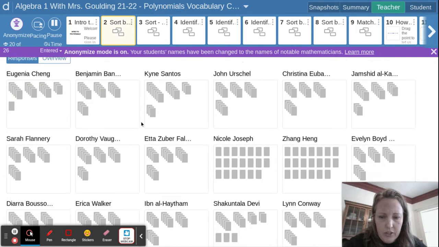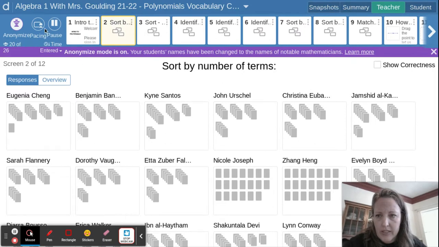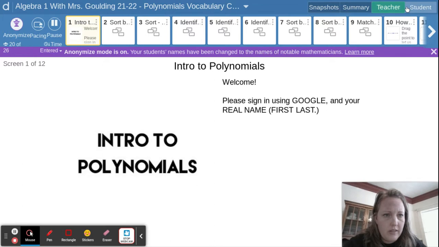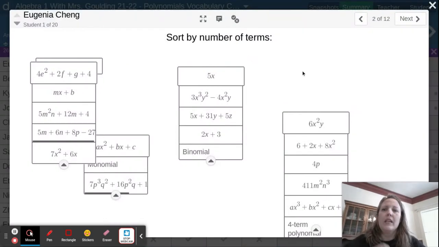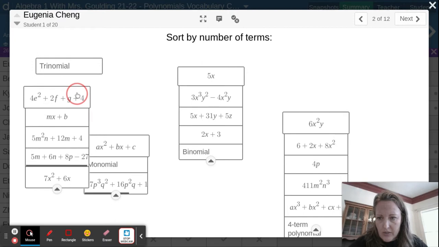Okay, sorry, let me go back to my summary page, and let's choose somebody who's struggling a little bit here. So let's choose this slide right here. One of the things is just the logistics of the activity. This one looks like it's not quite together, so I'm just going to smoosh this down a little bit.